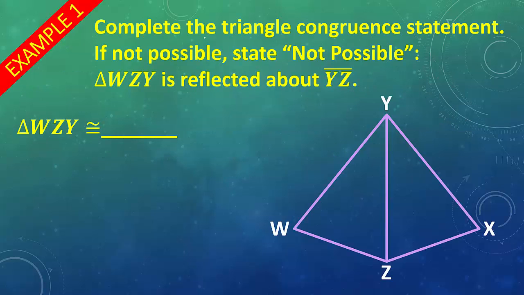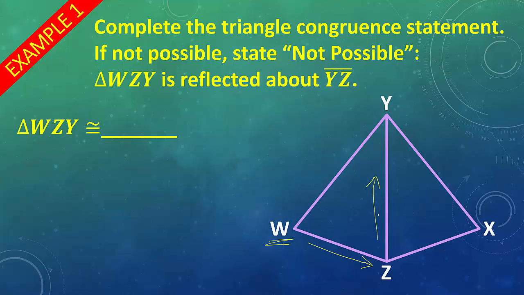So for example, complete the triangle congruent statement. If not possible, state not possible. So we are told that triangle WZY is reflected about YZ. So that means that basically we've taken this triangle and reflected it over YZ over to that side. So if that's the case, remember that everything that was on the left is now on the right. So we are given triangle W. So we start here, go to Z, and then go up to Y.